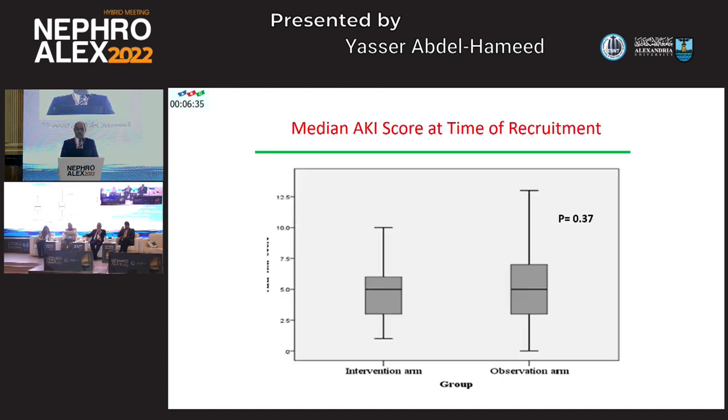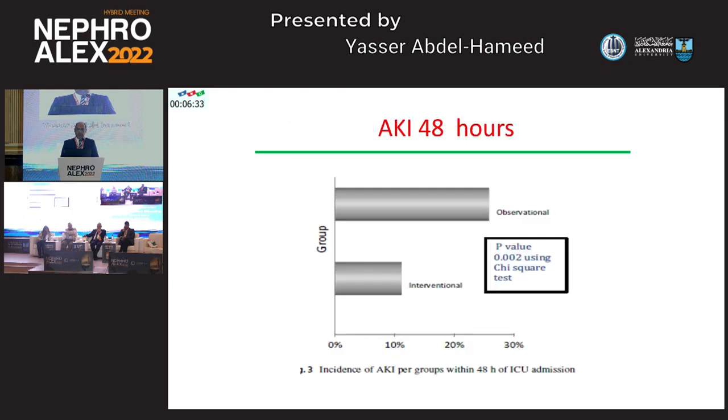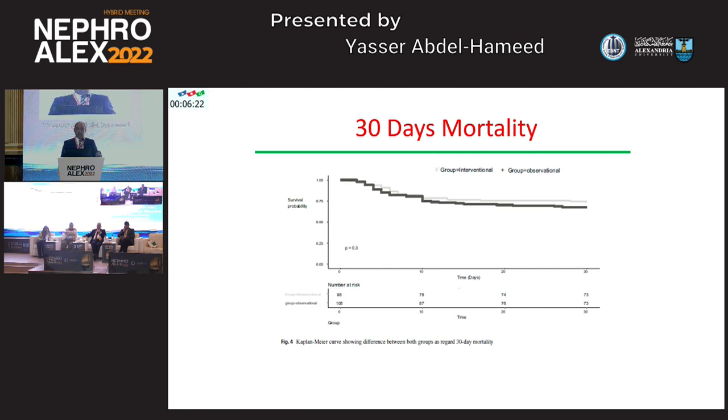There was no AKI at presentation, the patients were matched, and these were our results. Application of this score and validation resulted in lesser acute kidney injury at 48 hours. The 30-day mortality was lower, although non-significant.